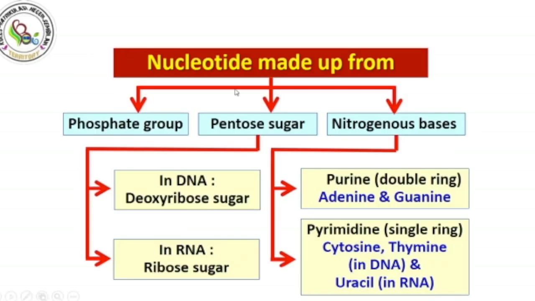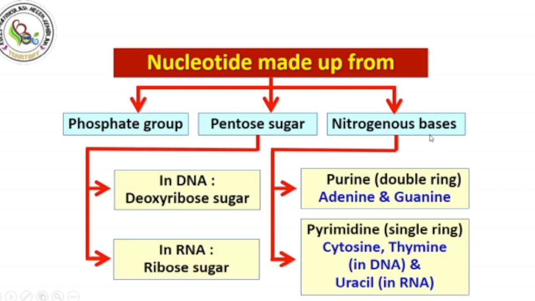The basic composition of nucleic acid, also known as the monomer of nucleic acid, is called nucleotide. Nucleotide of nucleic acid is made up of three different components, which are phosphate group, pentose sugar, and nitrogenous base. There are two types of pentose sugar: first, deoxyribose sugar, and second, ribose sugar. Deoxyribose sugar can only be found in DNA, while ribose sugar can only be found in RNA molecule.